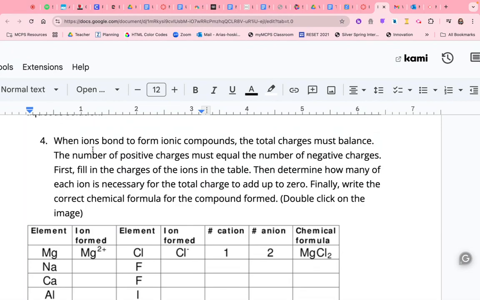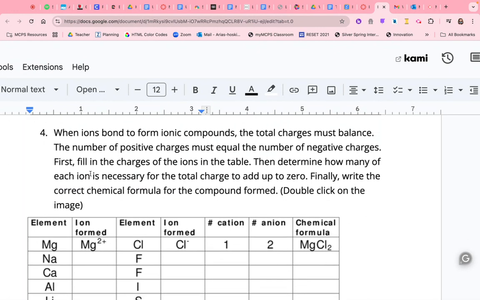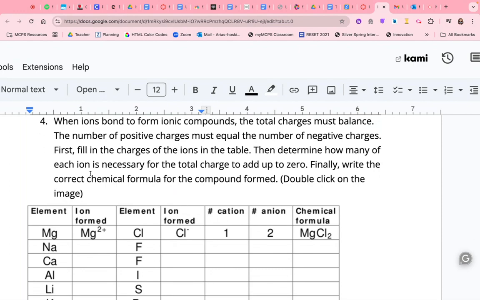When ions bond to form ionic compounds, the total charges must balance. The number of positive charges must equal the number of negative charges. First, you're going to fill in the charges of the ions in the table. Then you're going to determine how many of each ion is necessary for the total charge to add up to 0. Finally, write the correct chemical formula for the compound formed.